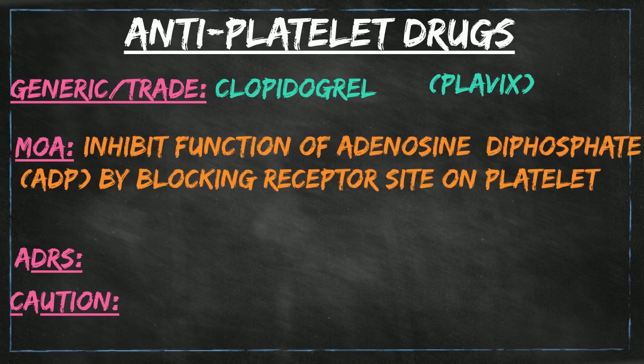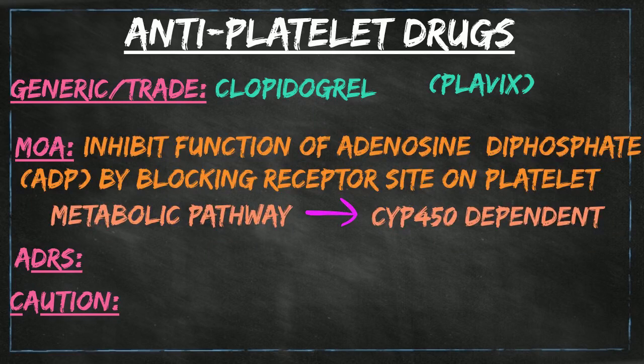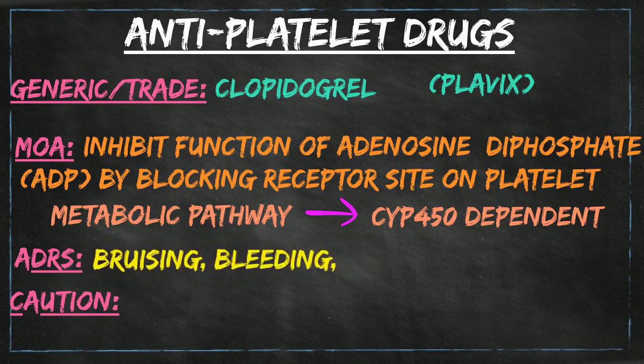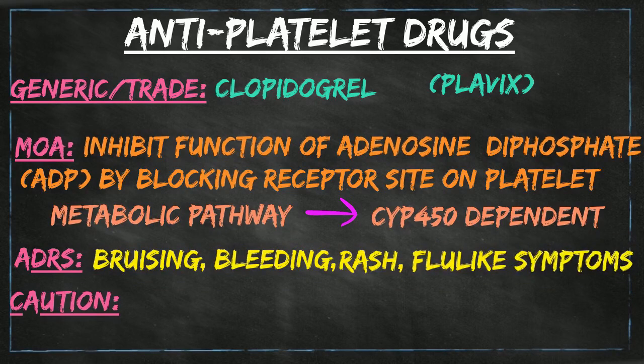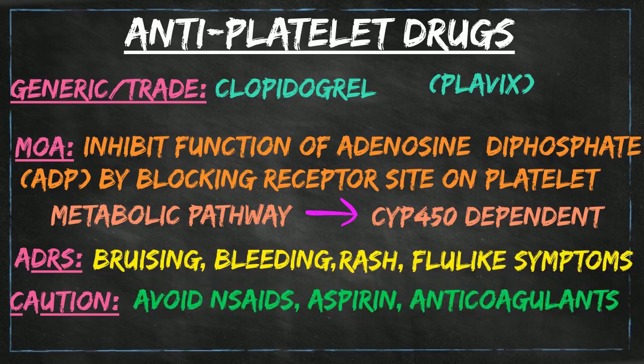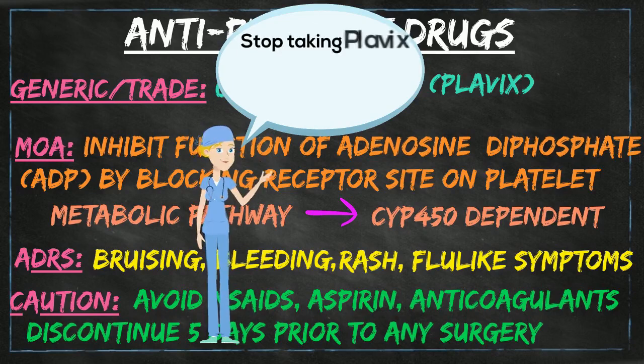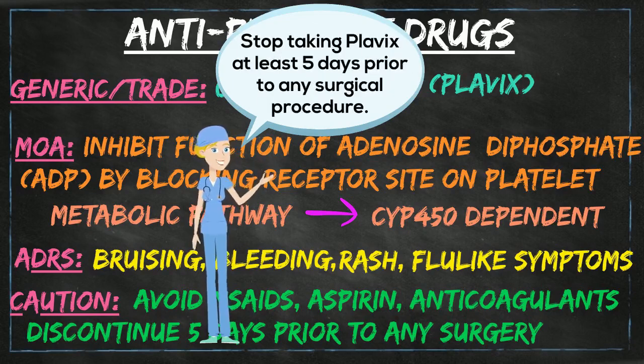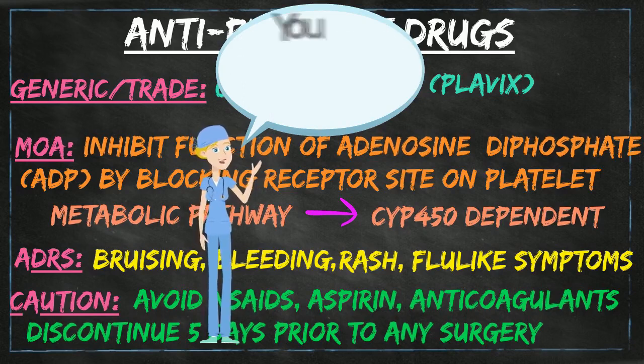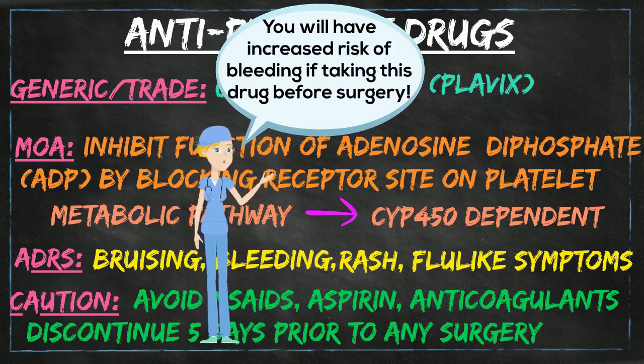Metabolism of clopidogrel is dependent on the CYP450 enzymes. Therefore, any competition from other drugs using this metabolic pathway may interfere with how the drug works. Adverse effects include excessive bruising, bleeding, rash, or flu-like symptoms. Patients taking this drug category should avoid other drugs that affect coagulation, like aspirin or Coumadin, and if the patient is having a surgical procedure, this drug should be discontinued at least 5 days prior to the procedure due to the prolonged effect the drug has on platelets, which would increase the patient's risk for excessive bleeding in the surgical procedure.